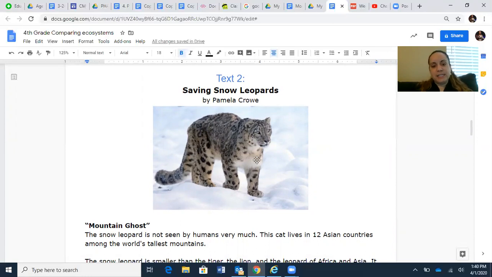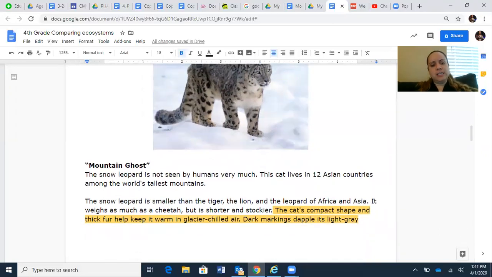This is a snow leopard. That's a pretty cat. He's really big though, but he's not as big as a tiger or a lion. Look at his long tail. Most tigers and lions don't have long tails like that. So this is a special kind of snow leopard. Let's start reading.